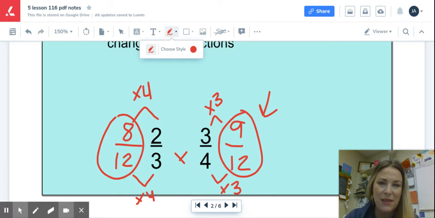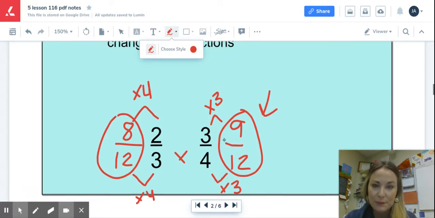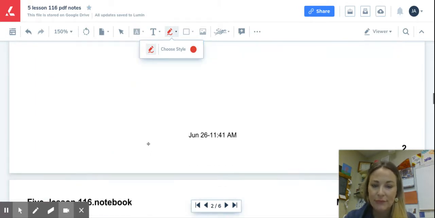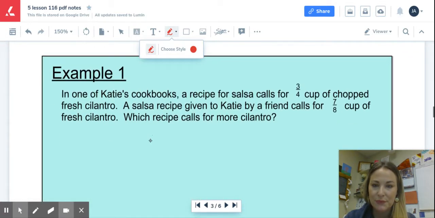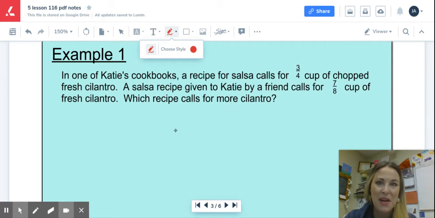So now that we've laid this foundation, let's go ahead and look at an actual example. Oh, I like this one because it's very real world appropriate. This happens all the time.